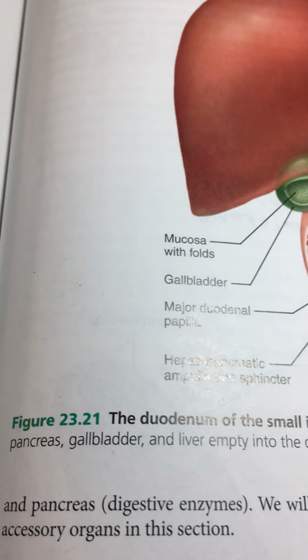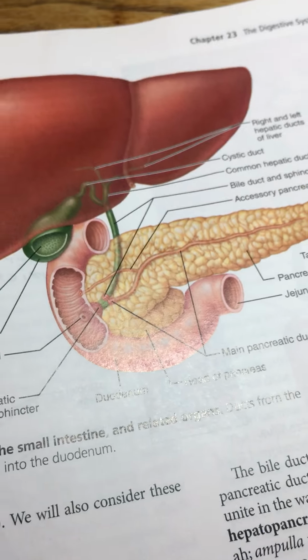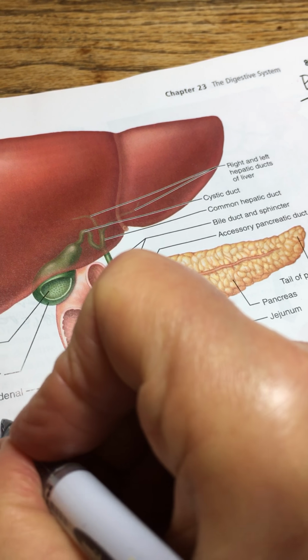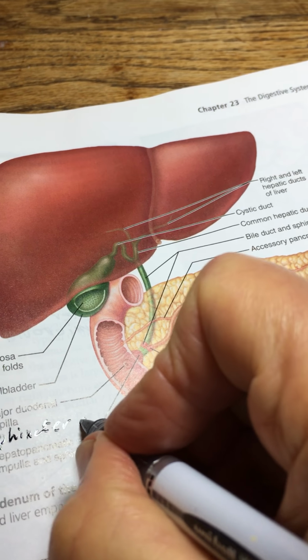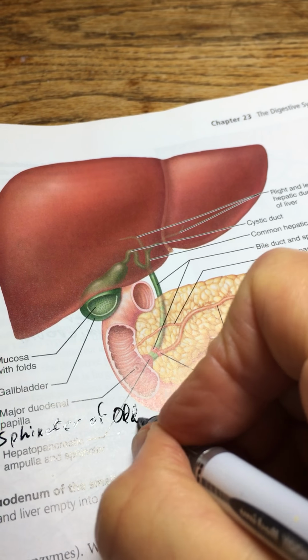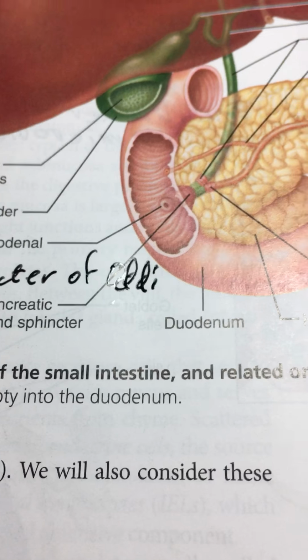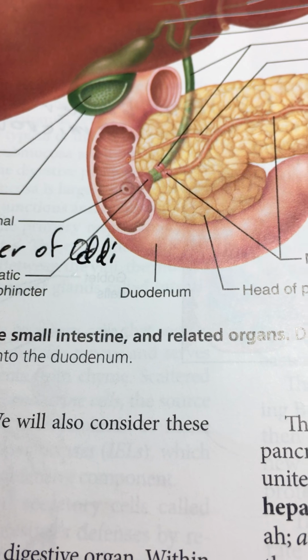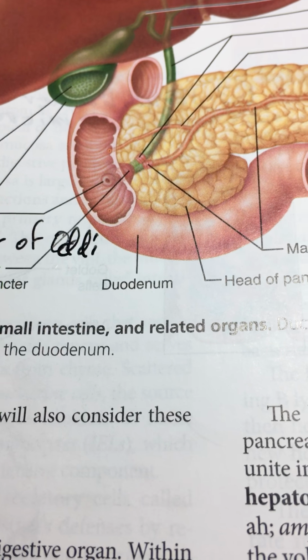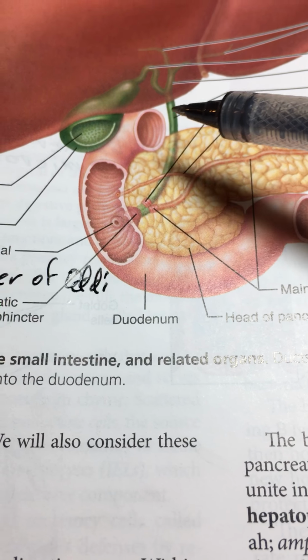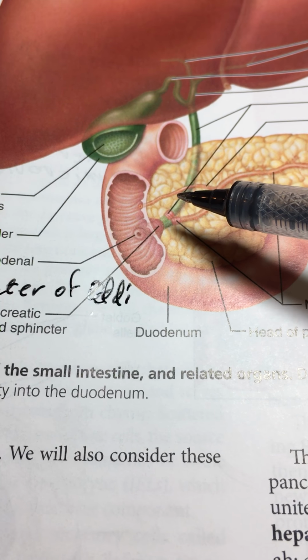I'll write in the name for you. It's the sphincter of Oddi. O-D-D-I. I actually met somebody with that name. Sphincter of Oddi, O-D-D-I. And that sphincter is also hooked up here to the bile duct.